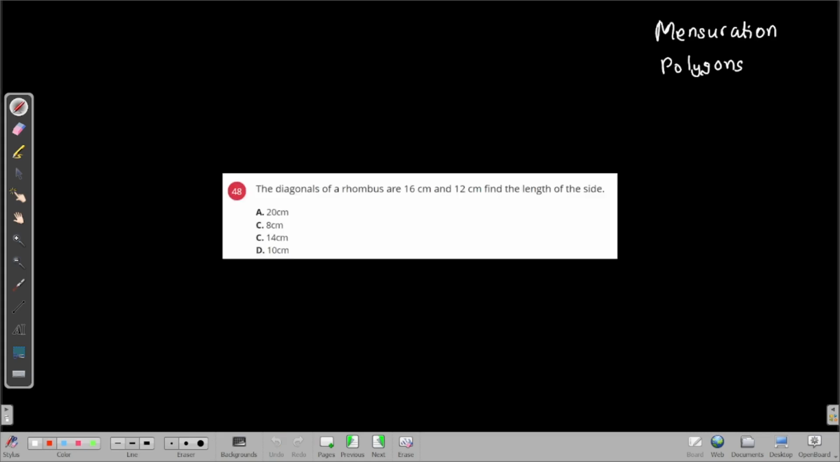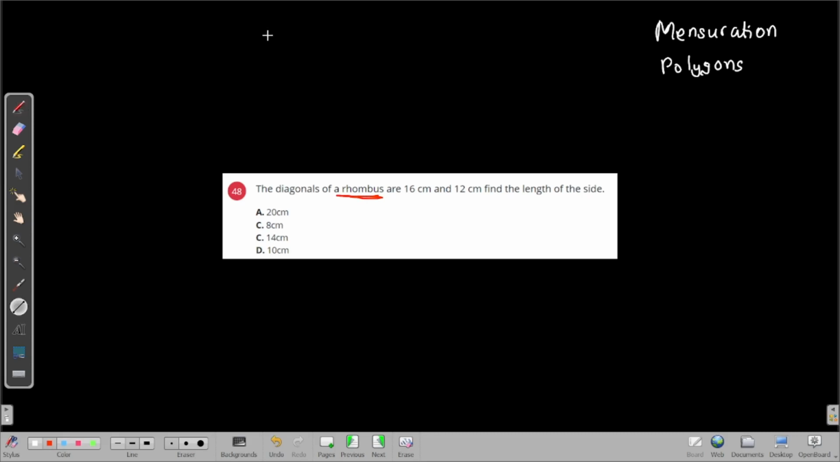The diagonals of a rhombus. Find the length of the side. A rhombus is like a square. All the sides are the same, but the diagonals are different. So they said the diagonals are 16 and 12.